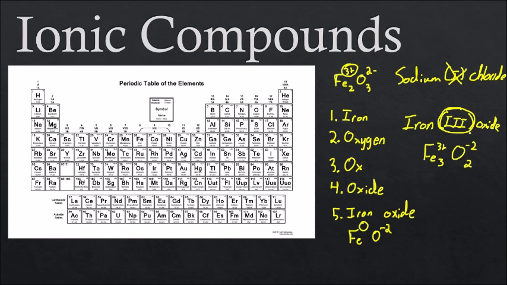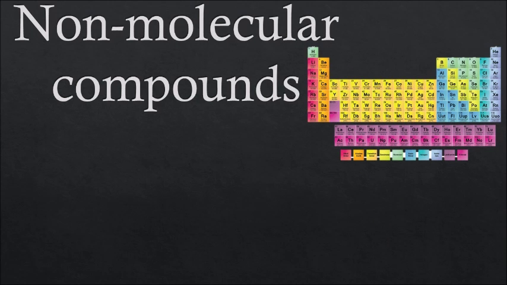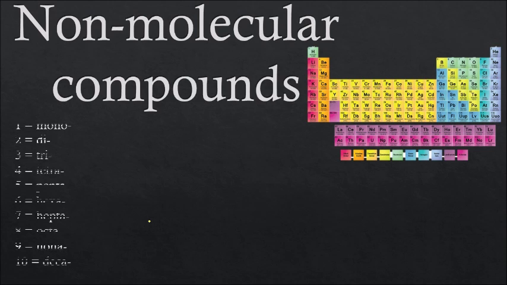Now let's take a look at naming non-molecular compounds. Now, naming non-molecular compounds have a few different sets of rules because these actually use prefixes. So let's take a look at them. When the element in our compound has only one of them there, it'll have the prefix mono. 2 would be di, 3 is tri, 4 tetra, 5 penta, 6 hexa, 7 hepta, 8 octa, 9 nona, and 10 deca. You just have to memorize those when you're naming the chemical compounds.